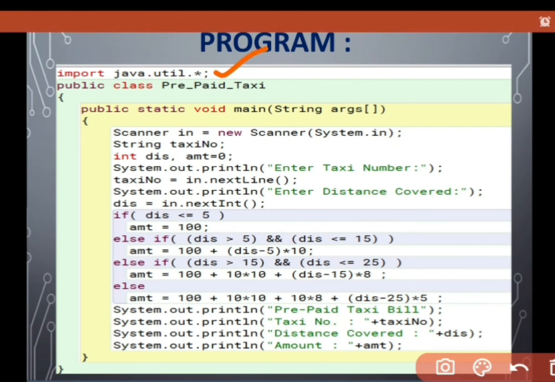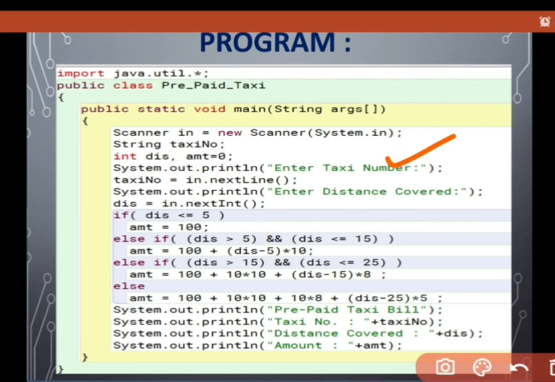I want to accept the taxi number, I want to accept the distance covered, and I want to find out the amount, and I have to display the taxi bill. That's why I'm considering the util package, accepting values from the scanner. You can use an input statement also. Always try to keep the class name related. Prepaid taxi I had written. See, variables should be related: taxi number, distance covered, amount.